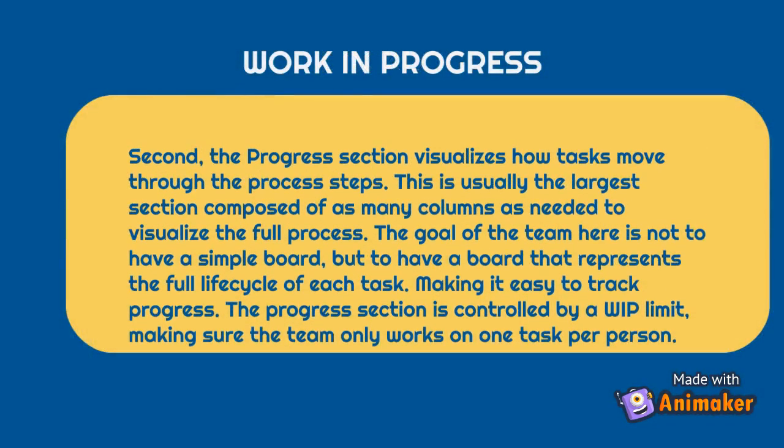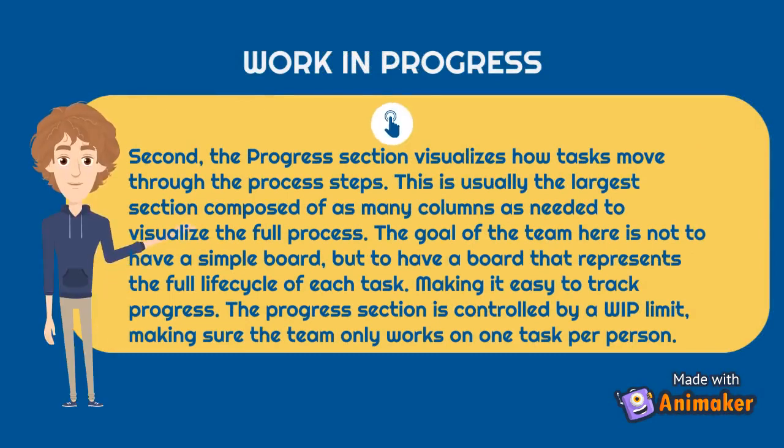The second phase of Agile Scrumban is called Work in Progress. The Work in Progress section visualizes how tasks move through the process steps. This is usually the largest section, composed of as many columns as needed to visualize the full process. The goal of the team here is not to have a simple board, but to have a board that represents the full life cycle of each task, making it easy to track progress. The progress section is controlled by a work in progress limit, making sure the team only works on one task per person.